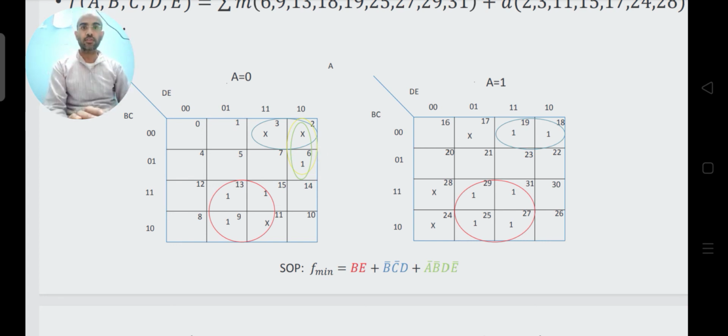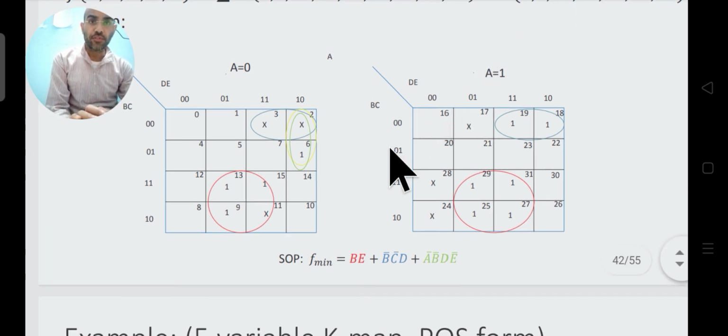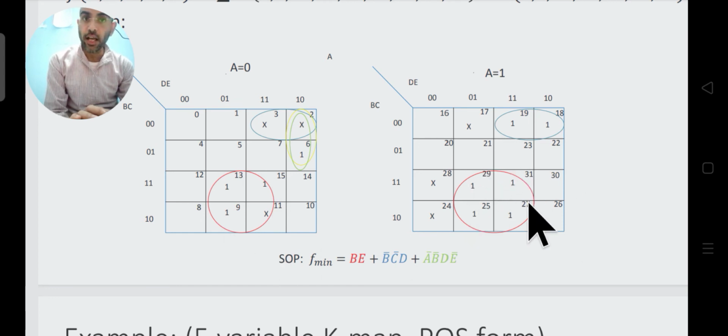Just imagine that you have picked up one of the squares and superimposed it over the other one. If you do this, then we can form one octet. So what is that octet? See, this red and this particular red, this is forming an octet. In this octet we have used a don't care as well.